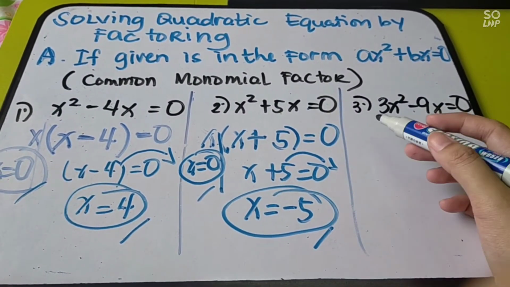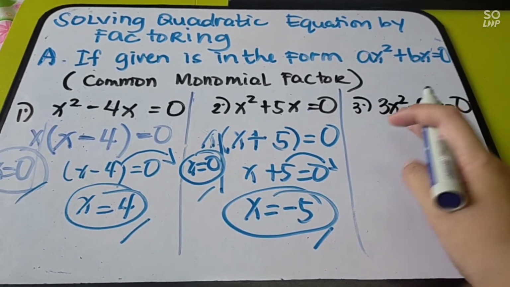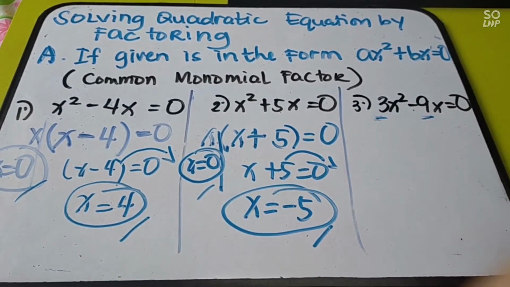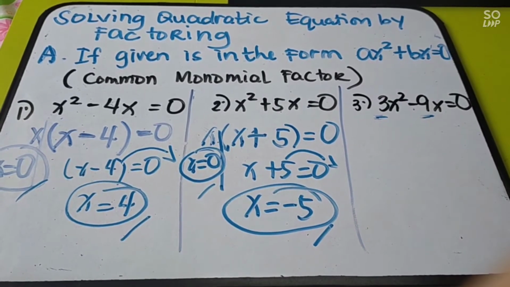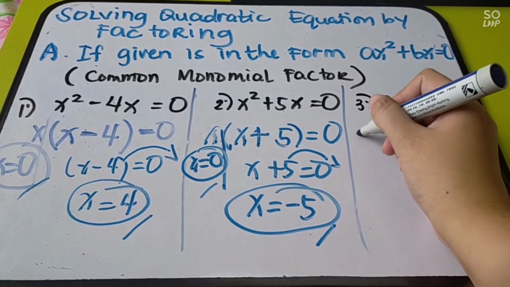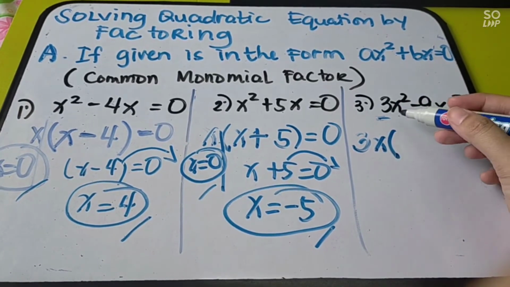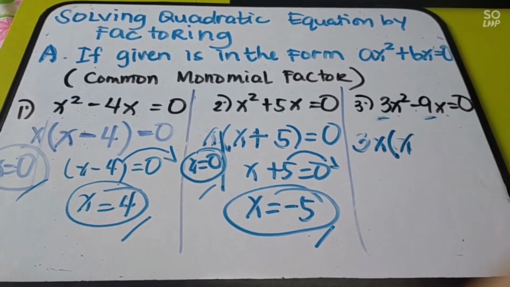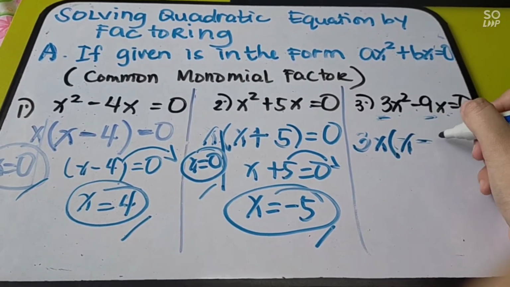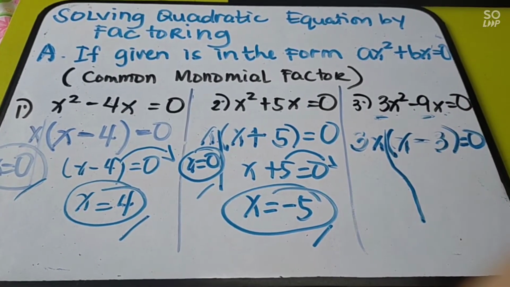Next tayo. We have here 3x squared minus 9x equals to 0. Since meron tayo ditong number, and 3 and 9 are with common, ang common niya is 3. So, labas mo lang yung 3. Then, ang common sa variable natin, we have here x. So, we have here 3x. Then, just divide. So, ang magiging sagot dyan is x. Then, minus 9x divided by 3x, the answer here is 3, equals to 0. Then, just separate both factors.